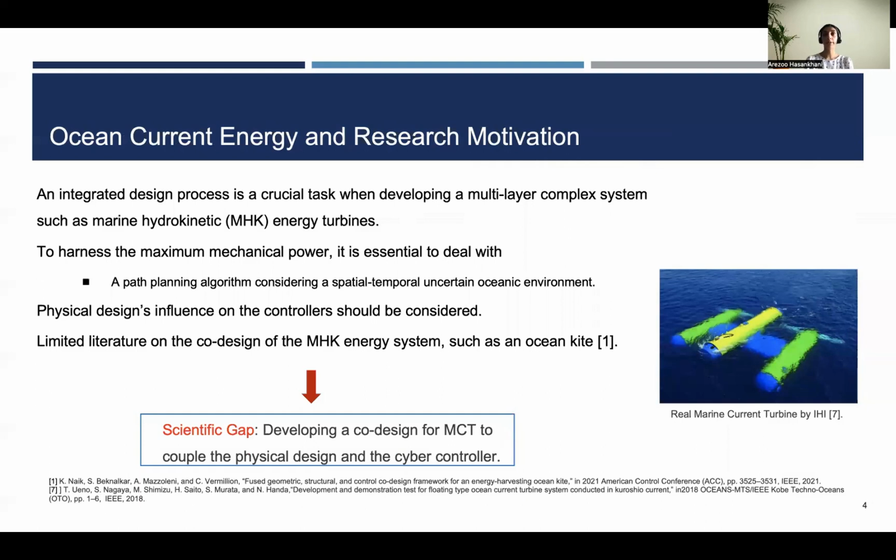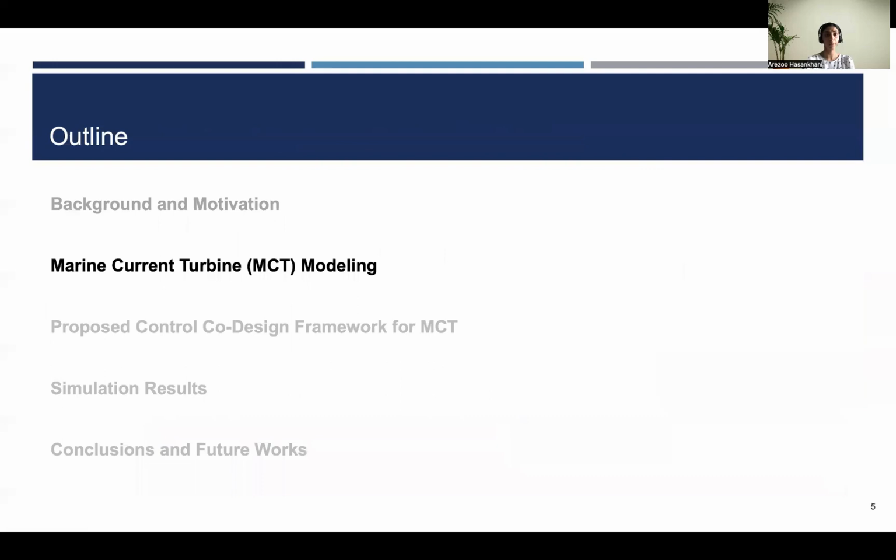So the physical design's influence on the controllers should be considered in our study, and we have limited literature on control co-design for the marine current turbine system and, generally, the marine hydrokinetic turbine. So we identified this gap, and specifically our presentation is on developing a control co-design for marine current turbine systems to couple the physical design and cyber controller or path planning algorithm together.